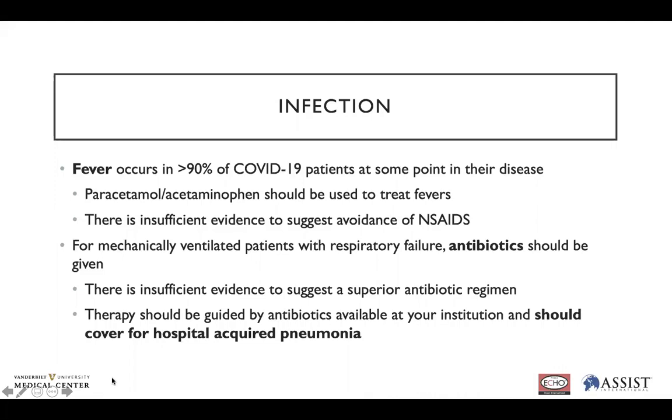For mechanically ventilated patients with concurrent respiratory failure, antibiotics should be given. There's no evidence to suggest a superior antibiotic regimen, and this should really be guided by your institution. The antibiotics you use should definitely cover for hospital-acquired pneumonia.